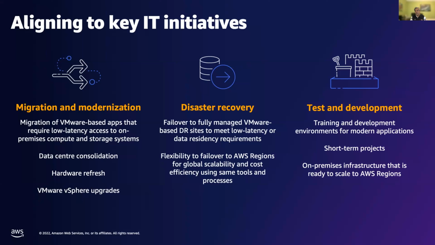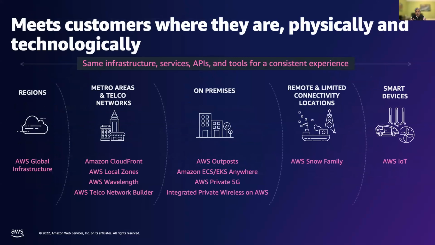Now, given all of these conditions, we talked about some of these key initiatives, what experience the customer wants, and the different use cases that customers typically go through. What is the AWS approach? The AWS approach really is that AWS meets customers where they are, physically and technologically. What does that mean? AWS has created hybrid cloud and edge computing models to provide a continuum of consistent cloud services wherever you need it to support your business.